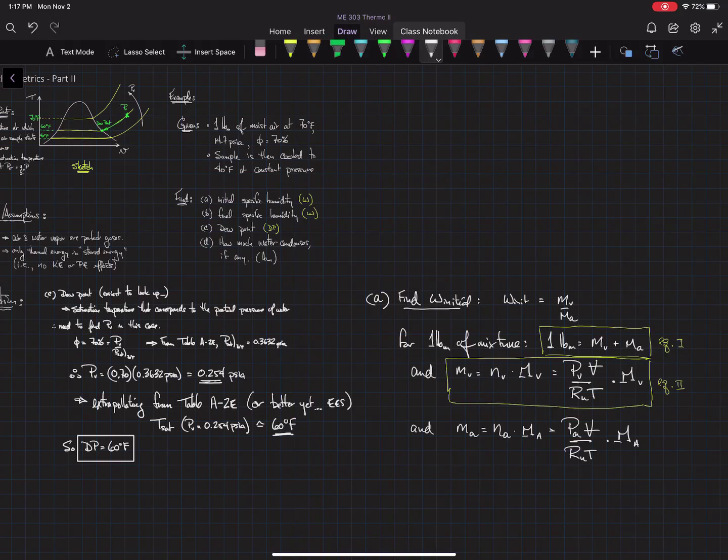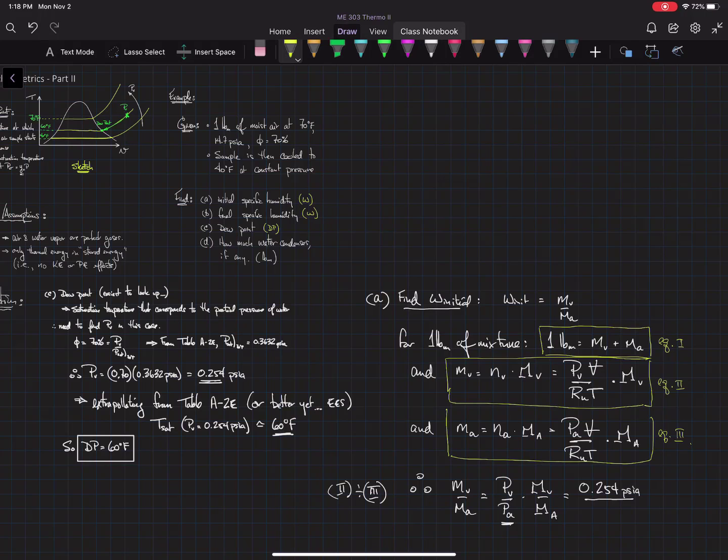The mass of vapor is going to be a function of the molecular mass of the vapor of water, its temperature, and its partial pressure. Same with the air, and since the volume, the temperature, and the universal constant are the same, we're going to be able to readily figure out what the humidity ratio is simply by dividing equation 2 and equation 3 together, and end up with a pretty straightforward expression for the humidity ratio in terms of partial pressure and molecular mass of the constituents.